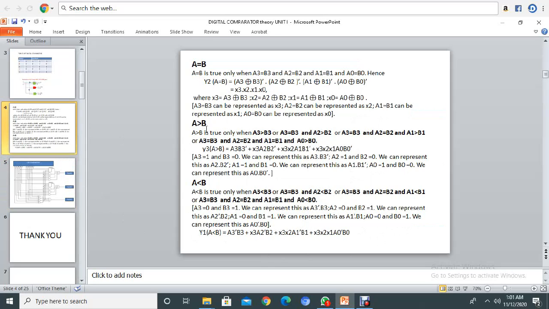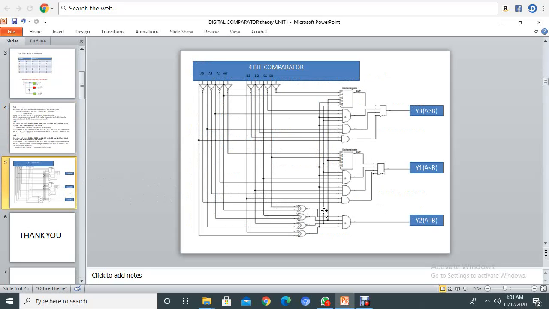For A is greater than B, Y3 is equal to A3 B3 bar. Please note it here. Y3 is equal to A3 B3 bar plus X3 A2 B2 bar plus X3 X2 A1 B1 bar plus X3 X2 X1 A0 B0 bar. Okay, A is greater than B.